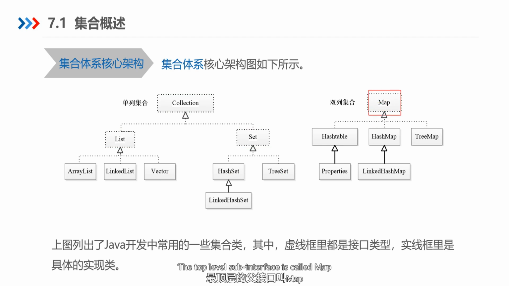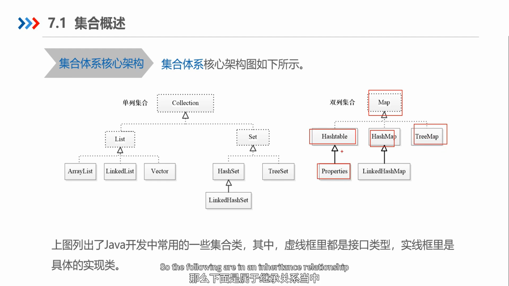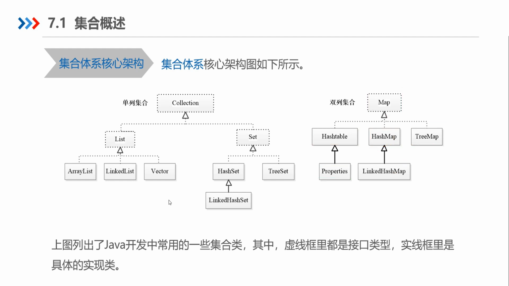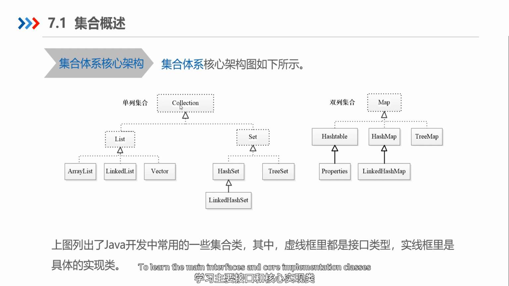The top-level interface is called Map. There are implementation classes underneath it, like Hashtable, HashMap and TreeMap. The following are in an inheritance relationship. For example, LinkedHashMap inherits from HashMap. In the next study, we need to learn the main interfaces and core implementation classes.